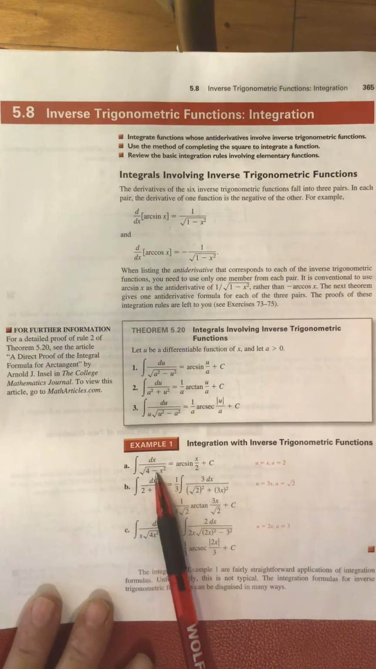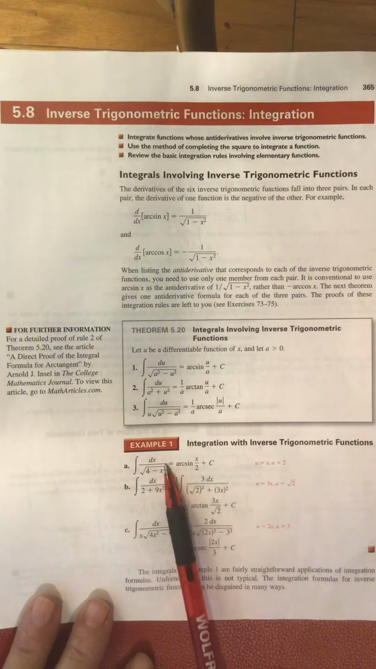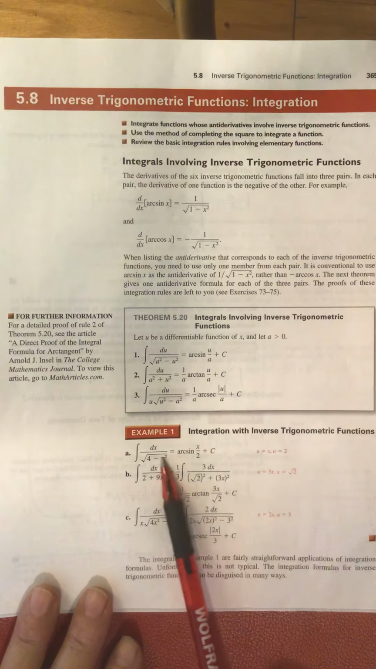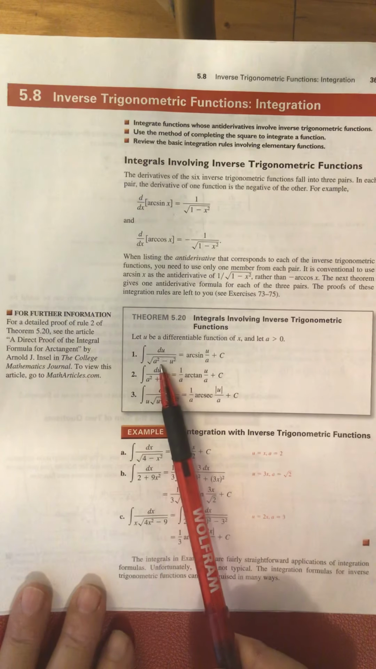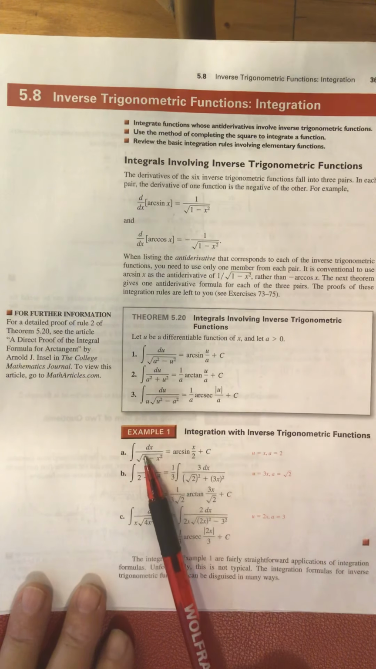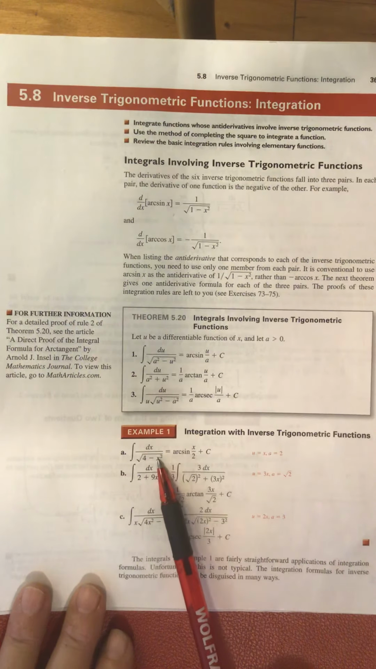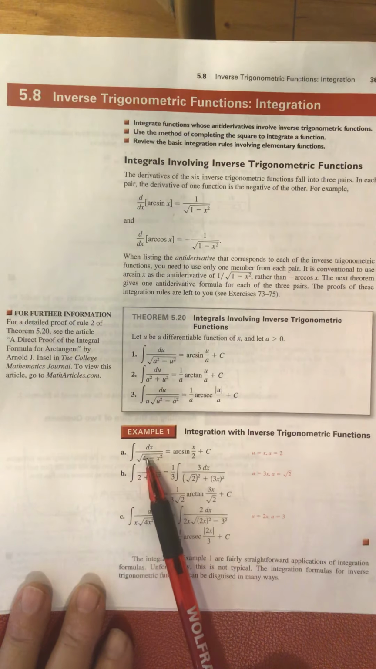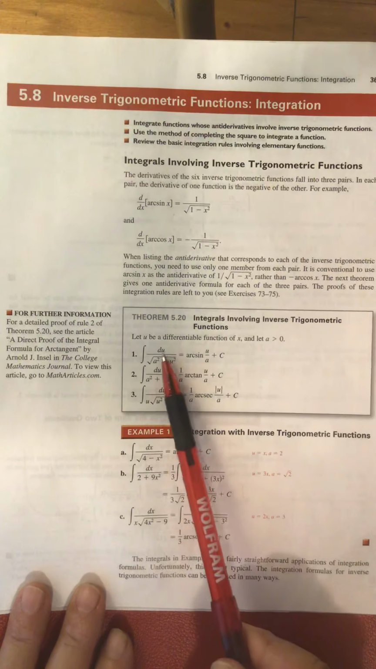See example A here. See the square root? When we have a square root, we're looking at rules that have square roots in them. This is one of them that has it. It's got to be a number minus a function squared. And we have that. We have a number, and any number is squared. So this is 2 squared. So a is 2.